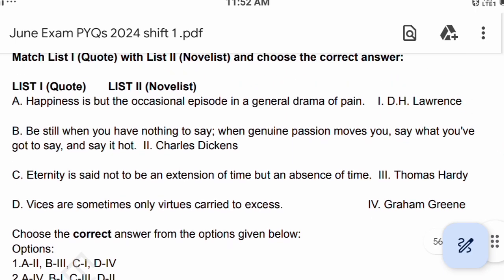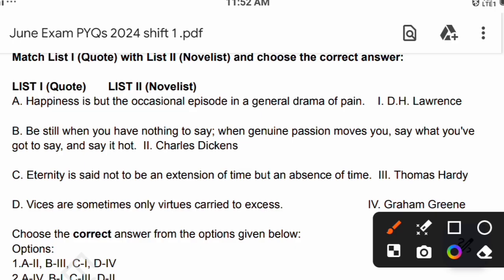Second. You have to match A. "Happiness is but the occasional episode in a general drama of pain" is by Graham Greene, so A is fourth. B, you have to match with the first, D.H. Lawrence: "Be still when you have nothing to say. When genuine passion moves you, say what you have got to say." C, third: "Eternity is said not to be an extension of time but an absence of time" is Thomas Hardy. And "vices are sometimes only virtues carried to excess" is second, Charles Dickens. This is the correct option.